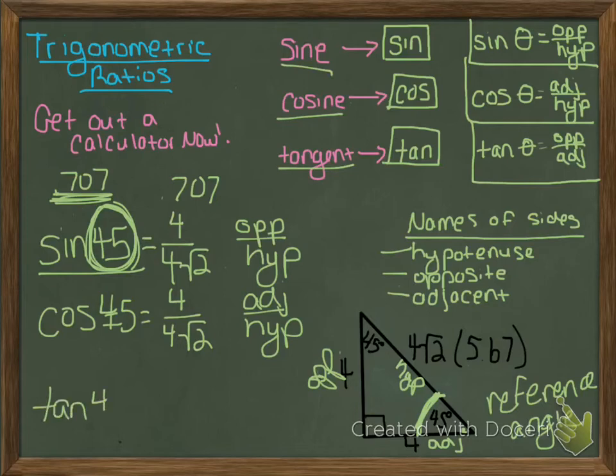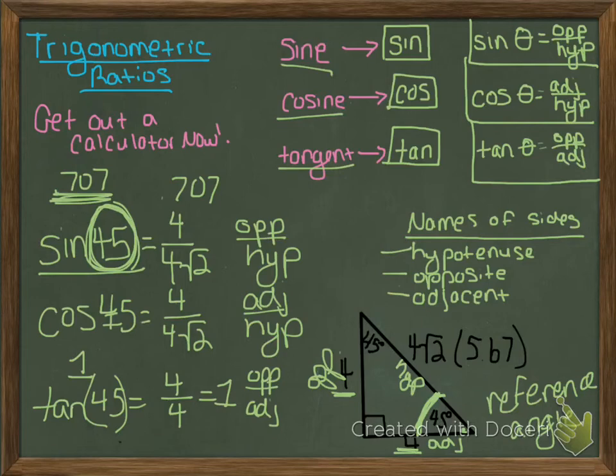Tangent of 45, when you type it in, your calculator is going to tell you 1. Look at what 4 divided by 4 is. The opposite side over the adjacent side is 4 divided by 4, which is 1. Tangent 45 in your calculator is 1 because you just told your calculator, I got a 45-degree angle here in a right triangle. What is the ratio of the opposite over the adjacent? It is always going to be 1, no matter how big or how small that triangle is.